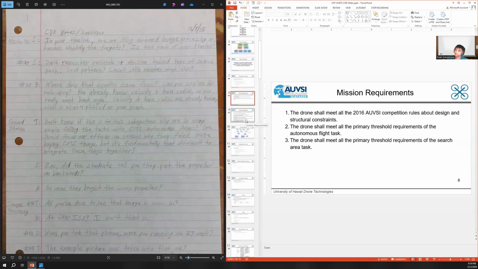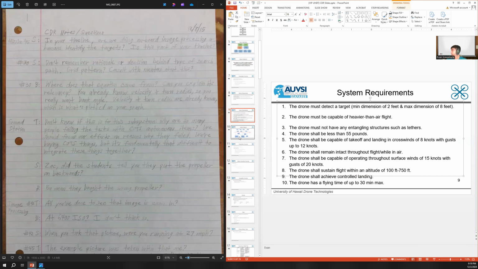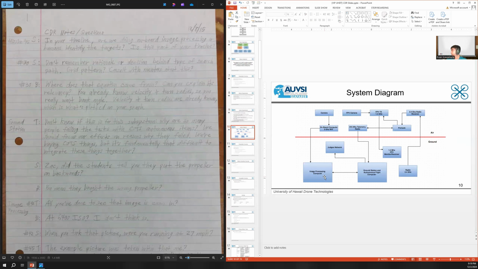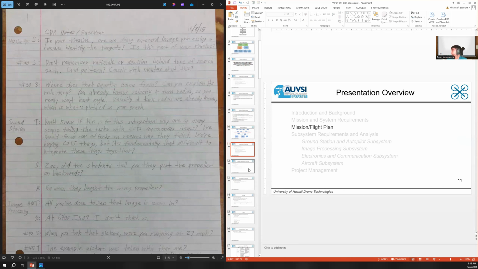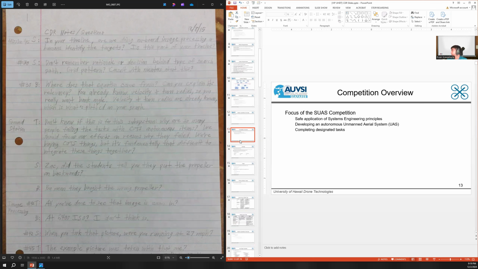Okay, so we've seen some of this from previous presentations, so I'm not going to really get into a lot of these details. Okay, so we have system requirements here, and then after that we have our system design, how all the different components come together. Okay, then after that we describe our mission or flight plan. So we have another outline here.